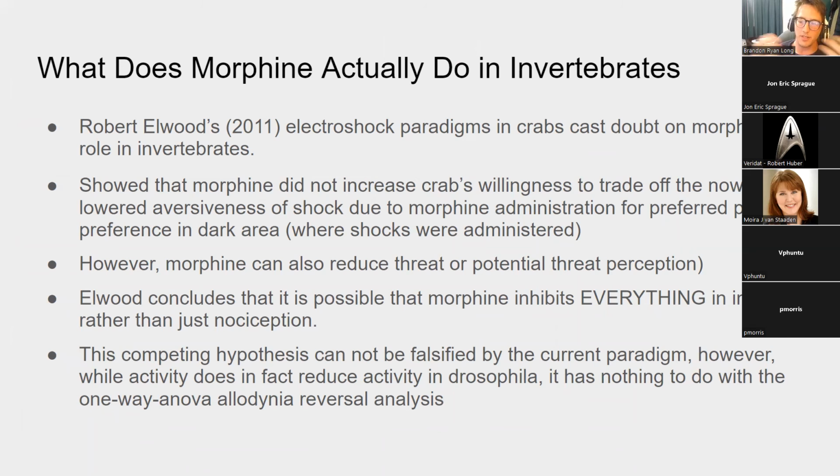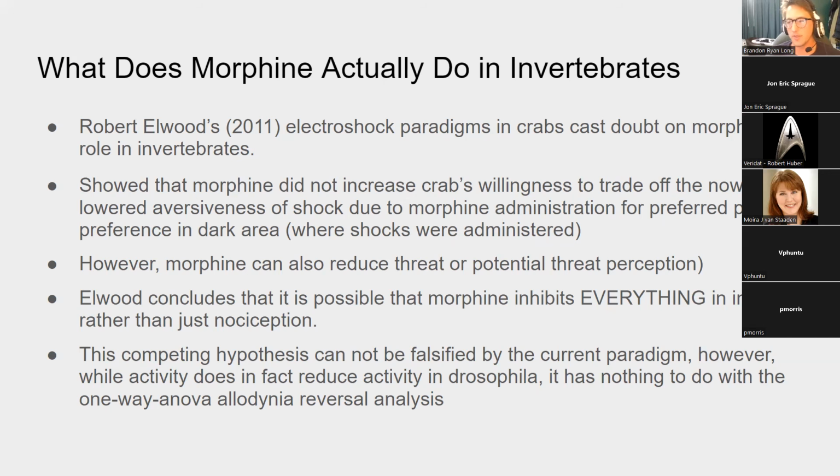crabs like dark areas usually. So if you put a crab in the middle of an arena that's light, they'll usually try to flee to dark areas. If you administer a crab morphine and administer shocks whenever they go into the dark area, you would think that on morphine they wouldn't really care if they got shocked, and they would just go to the preferred dark area. But it doesn't really seem to be the case. When they're on morphine, they don't willingly endure the shocks just so they can get to their preferred environment. But Elwood thought about what this means.